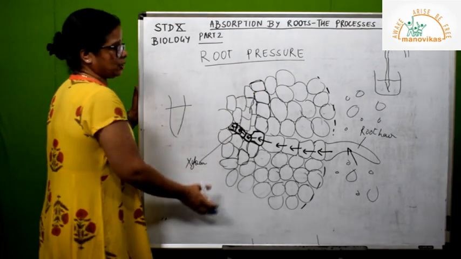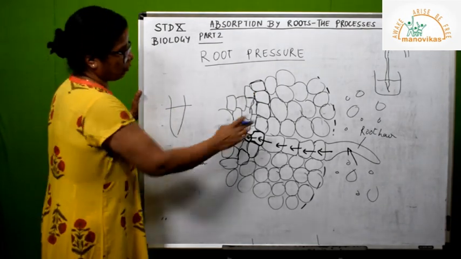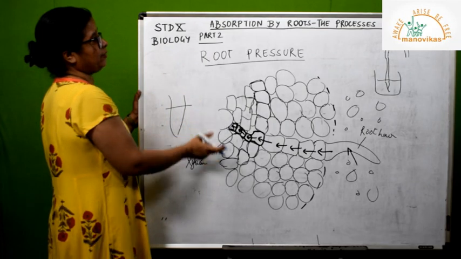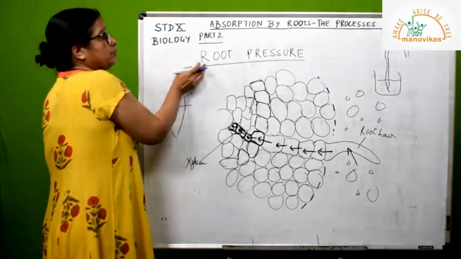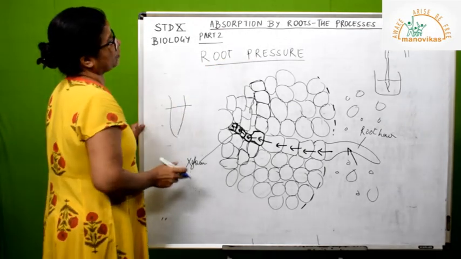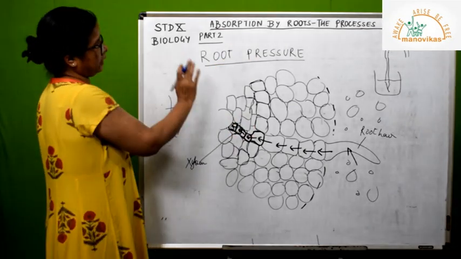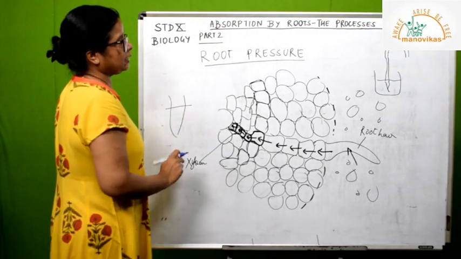This pressure actually helps in transportation of water along the thickness and upwards into the plant. So, it is one of the major factors which allows inward movement of water, thereby pushing it up through the stem.